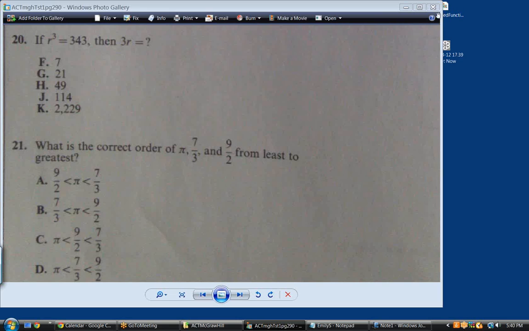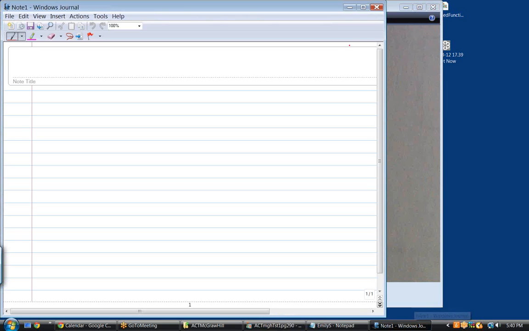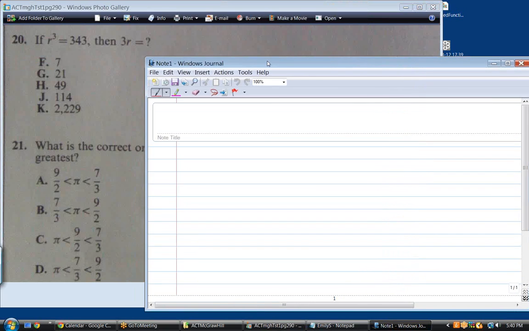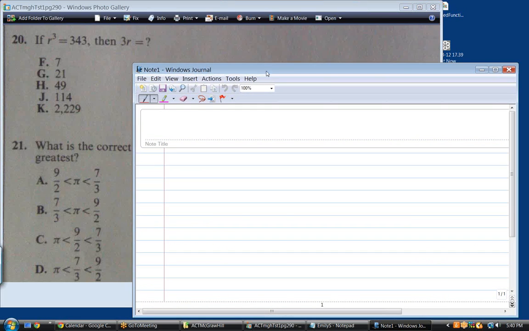Work pretty much the same. All right, last time we ended with problem number 20. R cubed equals 343. And let's go back and visit that for just a bit. In other words, do you remember how we solved it?